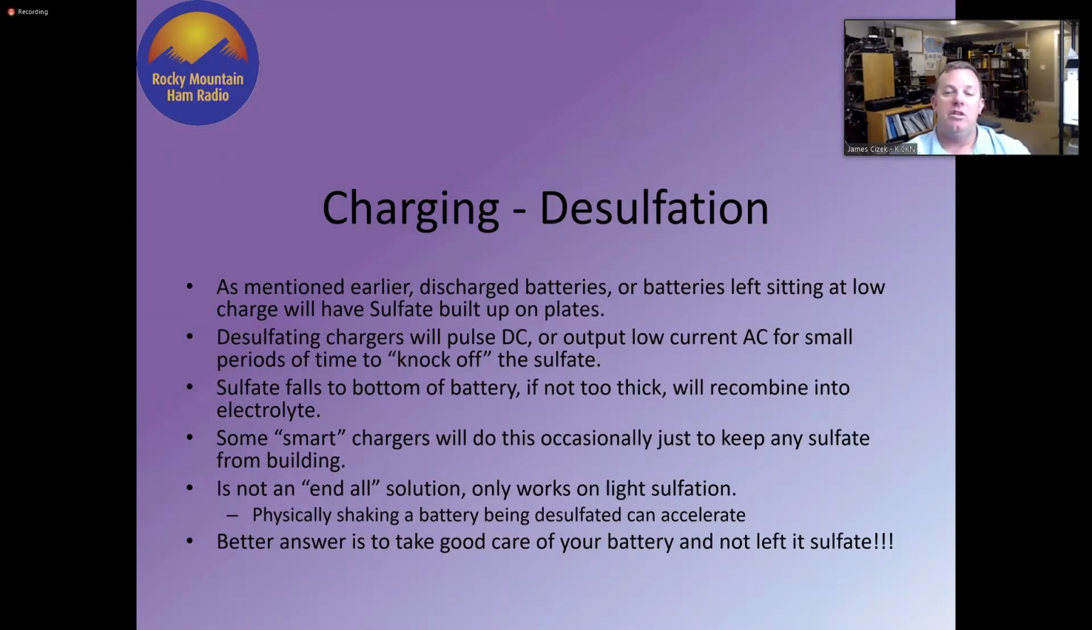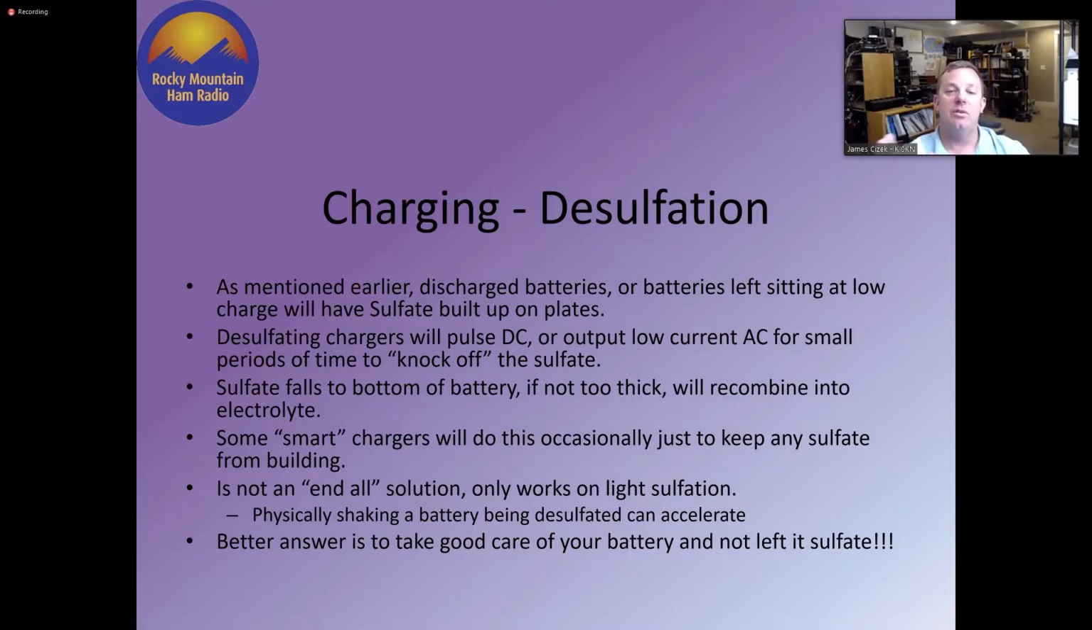And what they do is they will either pulse DC or they'll actually pass a low current AC for small time periods. And the idea is, and we know about this from RF, from sine waves, anything, right? When we pass a sine wave through a material, that material actually vibrates at that frequency. So if we pass a small AC current through, the plates will micro vibrate in sync with that AC current. The idea there is to provide just a tiny little bit of movement to help knock some of that hardened lead sulfate off the plate.